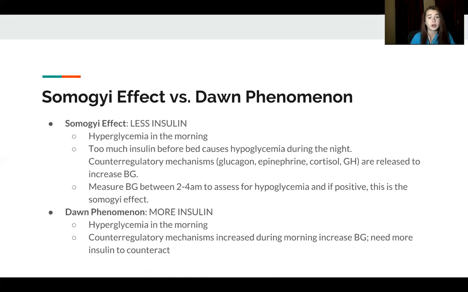The dawn phenomenon. This is where you actually need more insulin. They are also hyperglycemic in the morning, and your counter-regulatory mechanisms are increased during the morning due to those increased cortisol levels in the morning. And these patients need more insulin to counteract. So if you check your sugar around 2 to 4 a.m. and it's high rather than low, then these patients need more insulin.